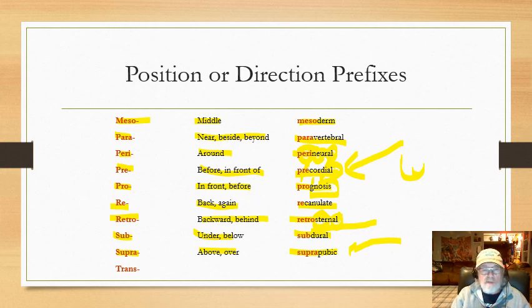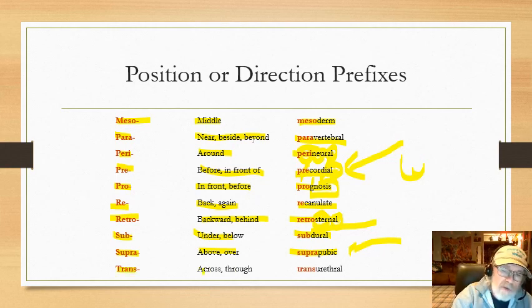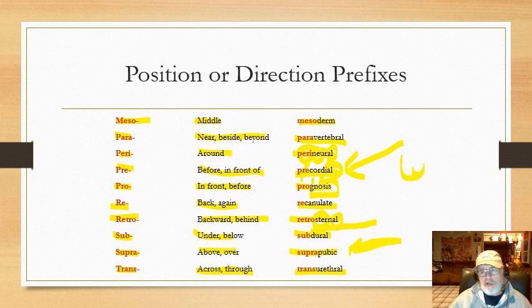Maybe that's the problem, I don't know. But that's called suprapubic, because supra means above the level of the pubis. Okay, and we've got another one, trans. Trans means across or through. And probably Mr. Burns, after he had that, maybe had what's called a transurethral resection.